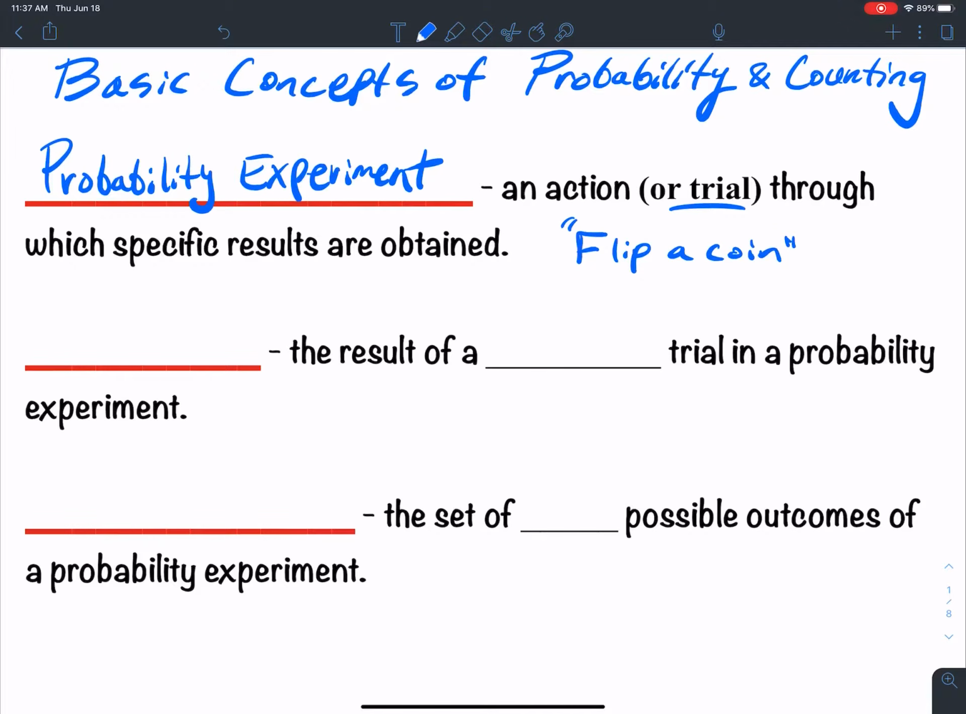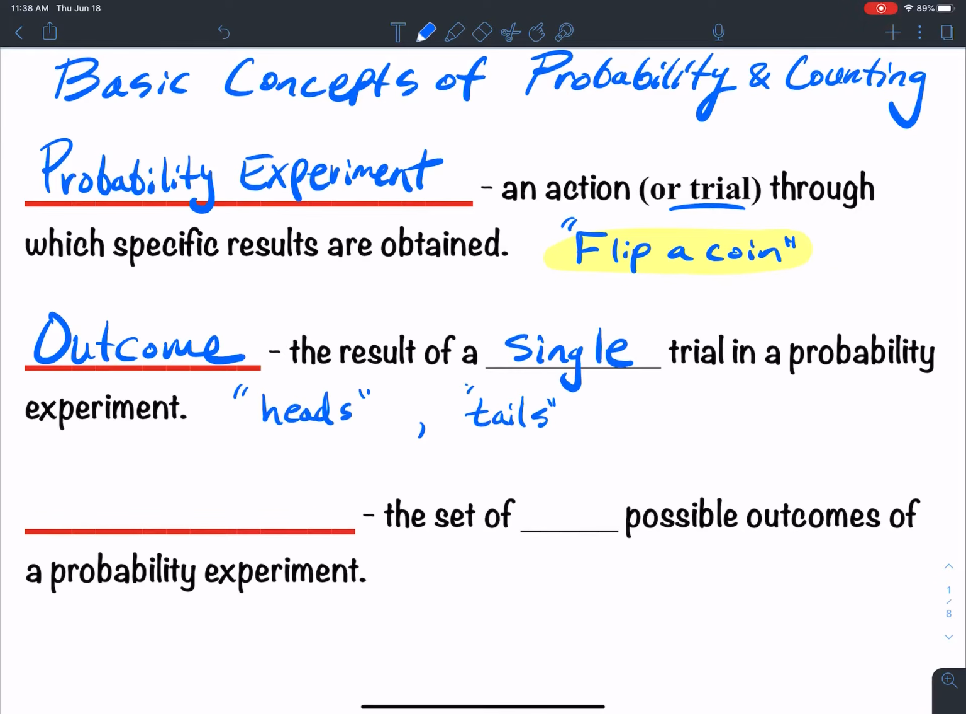Okay? Now, an outcome is the result of a single trial in a probability experiment. So in our example of flipping a coin, when I flip a coin, I could get a single outcome of heads. Okay, that's an outcome. Another outcome you could get when you flip a coin is a tails. So those are outcomes. A single outcome from a trial of a probability experiment.